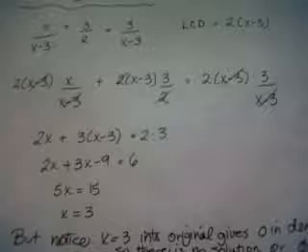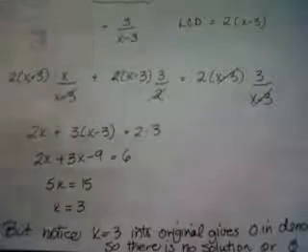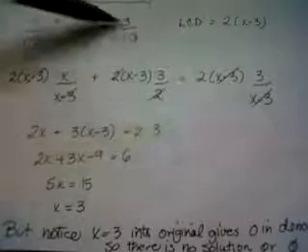Okay, here we have another example. I have x over x minus 3 plus 3 halves equals 3 over x minus 3. So my least common denominator is 2 times x minus 3. So I multiply both sides of the equation by 2 times x minus 3. And when I do that and I use the distributive property, that's the same thing as multiplying each piece times 2 times x minus 3. So I have 2 times x minus 3 times x over x minus 3 plus 2 times x minus 3 times 3 halves is equal to 2 times x minus 3 times 3 over x minus 3.